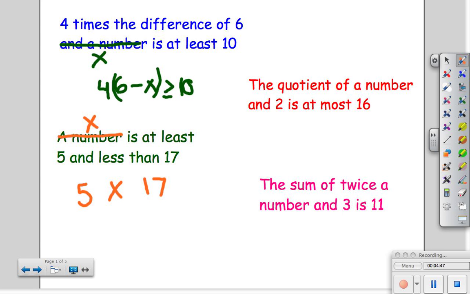So if x is at least 5, it could be greater than 5. So it could be 6, it could be 7. So if it's at least 5, it's going to be 5 is less than or equal to x. And x is less than 17, so my inequality will look like this. You really won't have any compound inequalities on your homework tonight. I just wanted to show you one, just in case you do encounter it.